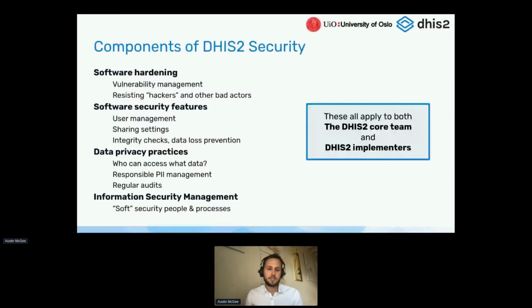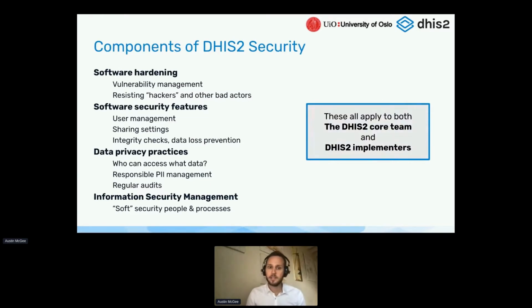And the final one here, which actually is probably the biggest and most important of all of these, is information security management, which does not refer specifically to hardening of software or software security features or data privacy practices. This is the soft part of security management, which means when you hire a new employee, giving them access to certain things, and then when that employee leaves the organization, or somebody who's working at a local health facility leaves that facility, revoking their access to DHIS2, or being able to go through and audit who has key cards to different buildings or keys to different buildings, or who has access to the server, or those types of things.